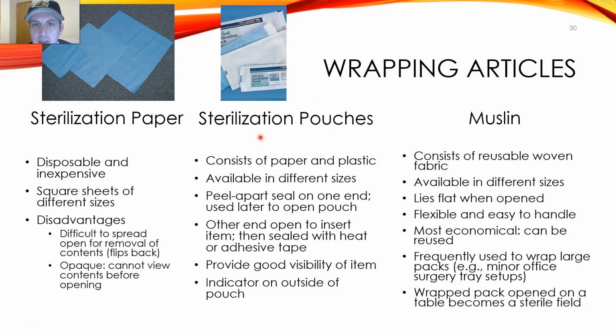Pouches are the easiest. They have different types of pouches. Most of the time they're clear on one side, so you can see in there. They have labels, so you can write on them. The only problem is they're one and done, so they can be more expensive. If you want a really green option, muslin will work as well. It is a reusable woven fabric. It's really flexible and easy to handle, and you just have to clean it in between uses. Large packs work with it, and you can use it as a sterile field, which can be really nice when you open it.